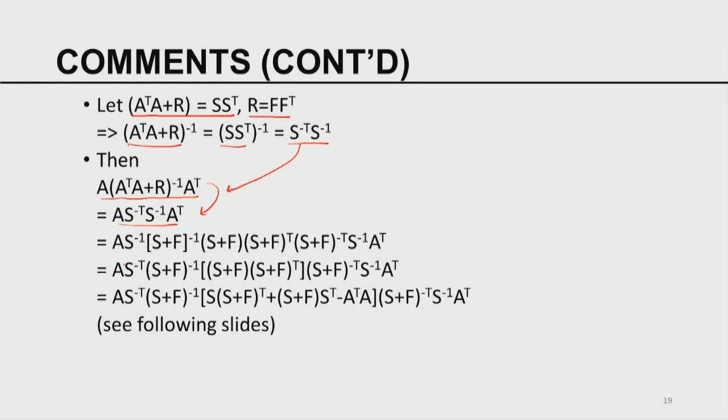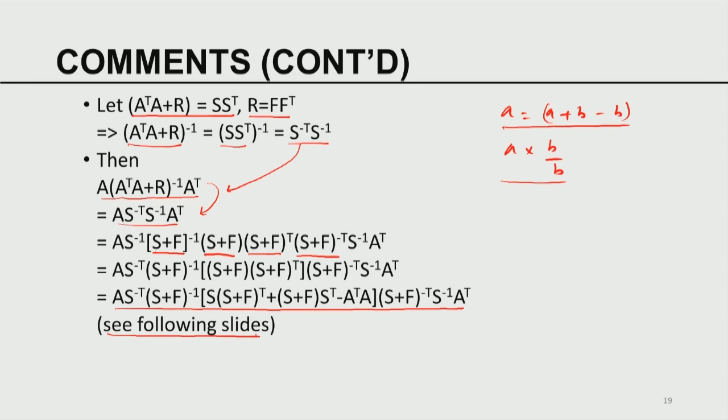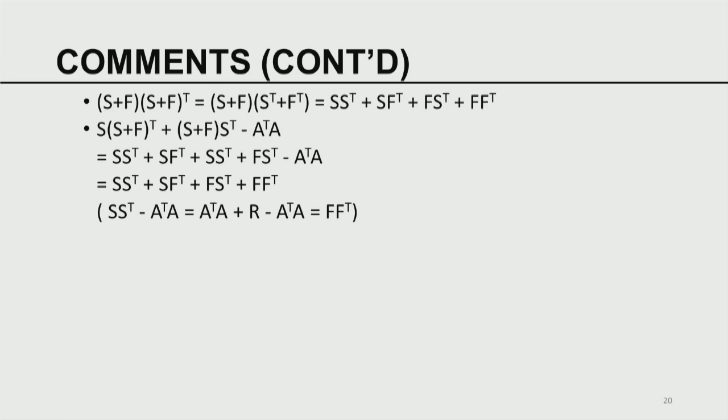Now I'm going to multiply and divide. So what is it that we can do? A is equal to A plus B minus B, I can add and subtract. A is equal to A times B divided by B, I can multiply and divide. These are standard tricks in mathematics to create newer expressions. So what I'm trying to do is multiply the inverse and the matrix, the transpose and its inverse. So I'm simply trying to multiply and divide. If I multiply and divide, I get an expression. That expression, when simplified, becomes this. See the following slides for the details. The simplifications are given in here.